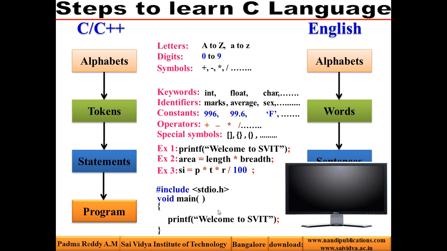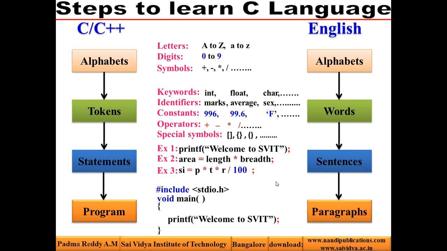Now execution starts from the function main. In the function main you have only one statement, that is printf "welcome to svit". When I use printf, whatever is within the double quote, that is welcome to svit, will be displayed as it is on the screen. Thus the program I have given here, after executing, gives the message welcome to svit.